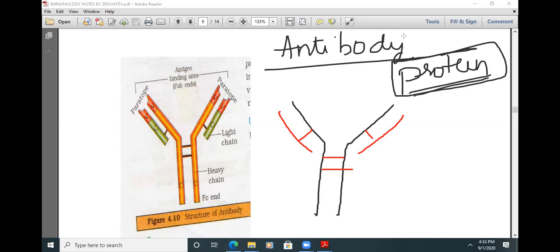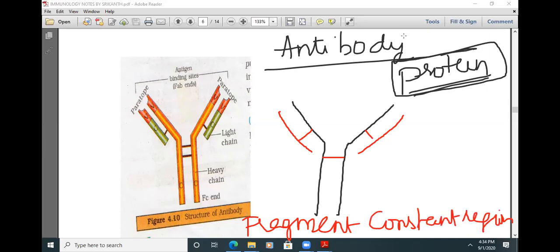Component wise there are 2 portions in every antibody. FC end. What is FC? FC means fragment constant region. Let me write here, the fragment constant region. It's there in the name, constant. It doesn't change for any antibody, for any kind of microbe. The changing portion is the other area.